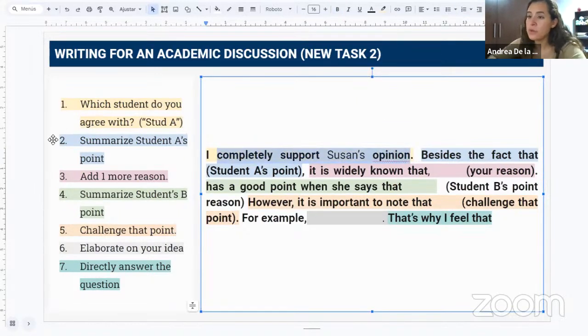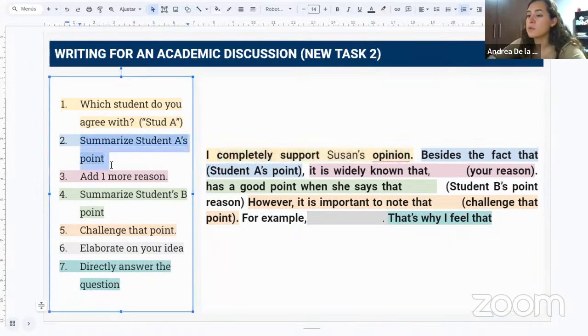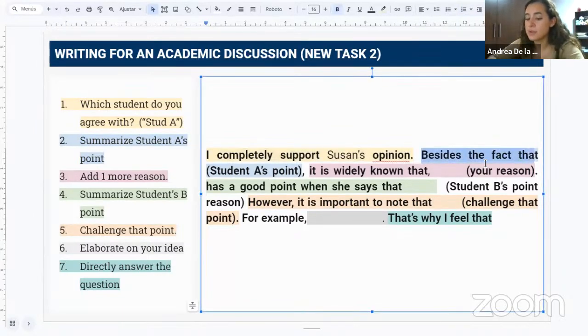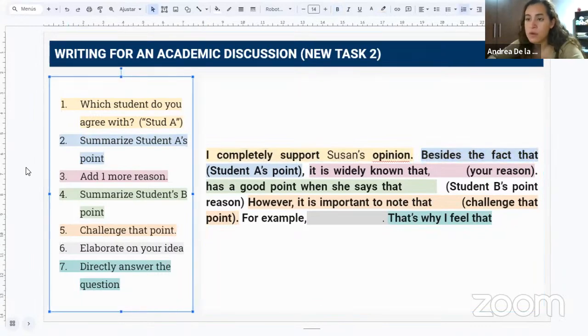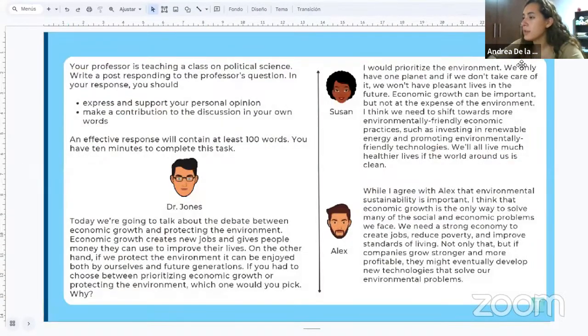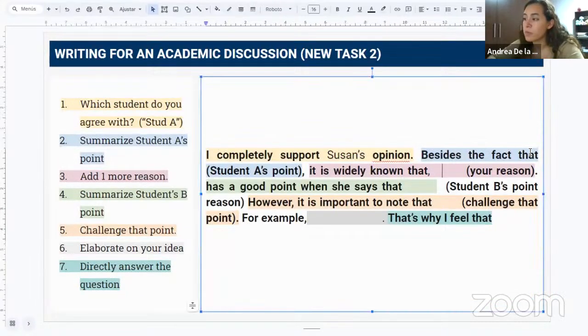And then, in our second element, we're going to summarize one of Susan's points, okay? We're going to vary in one clause, una cláusula, una sola idea, sin ningún conector. In one clause, we need to summarize student A's point. So remember we said, habíamos dicho que we only have one planet, and if we don't take care of it, we won't have pleasant lives in the future. That was her main point, right? So we just need to say the same.